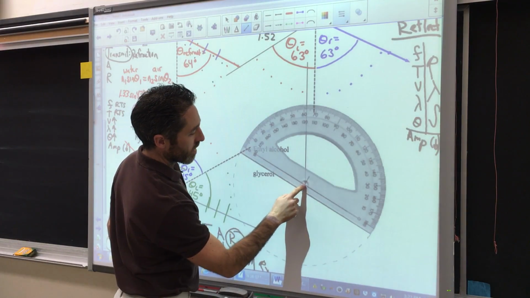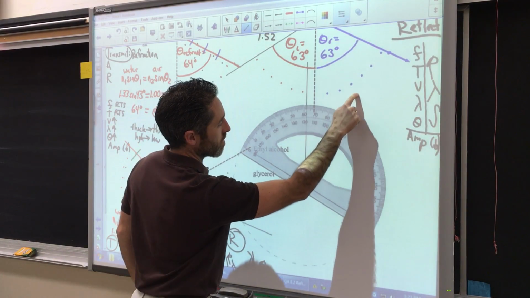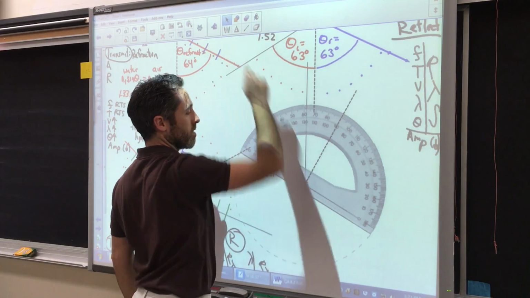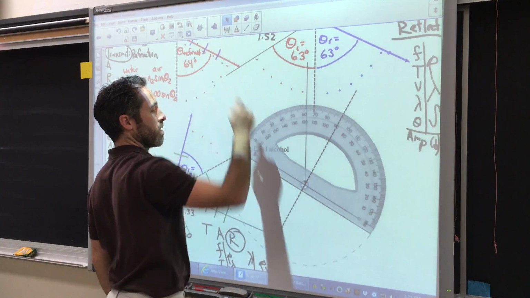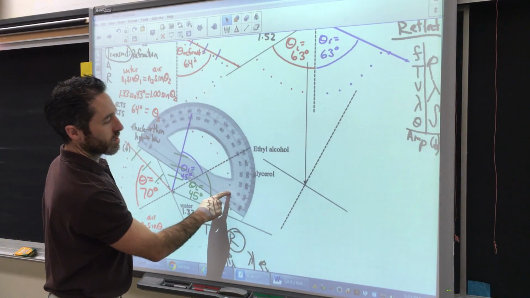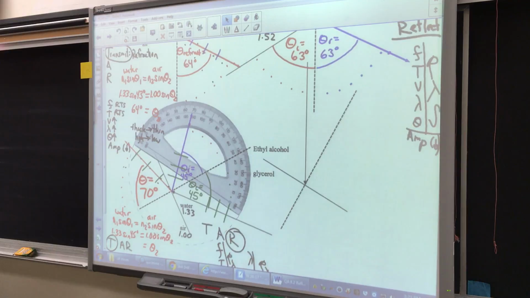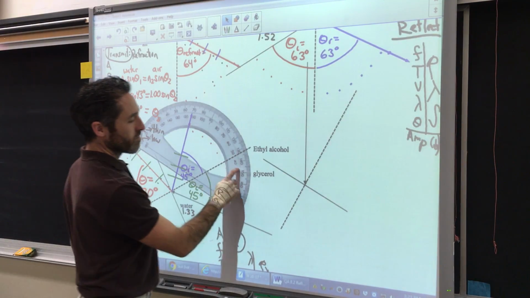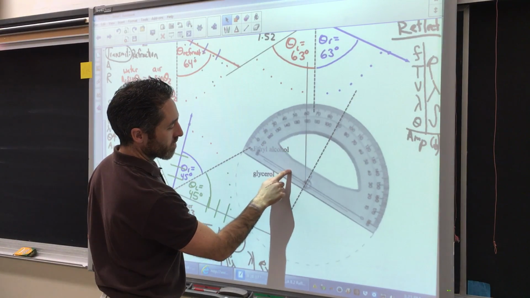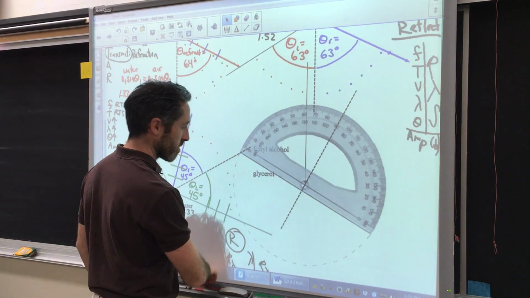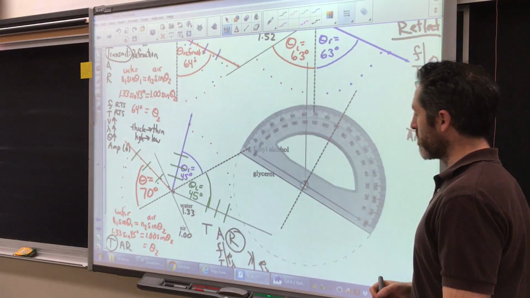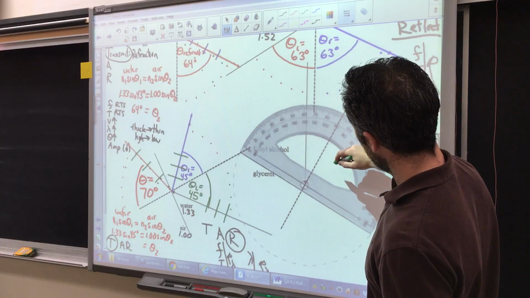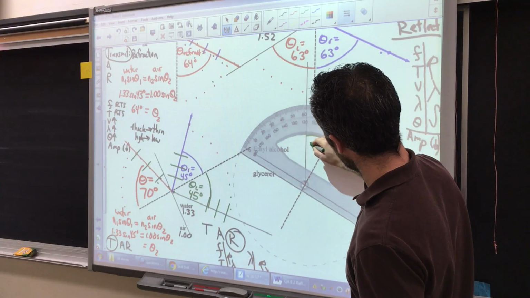So our normal line now will run here. So there's our normal line. Post it all up so we get it there. There's your normal line. So your angle of incidence will be between your incident ray and the normal line, which is right here.